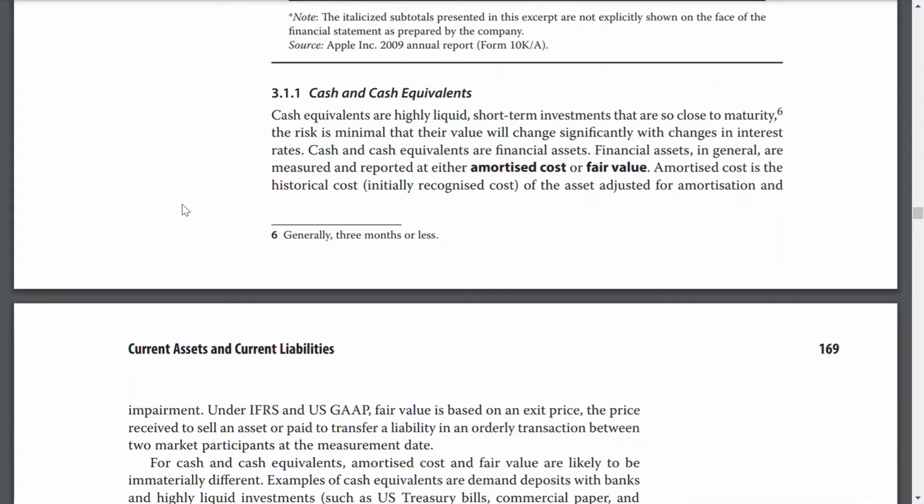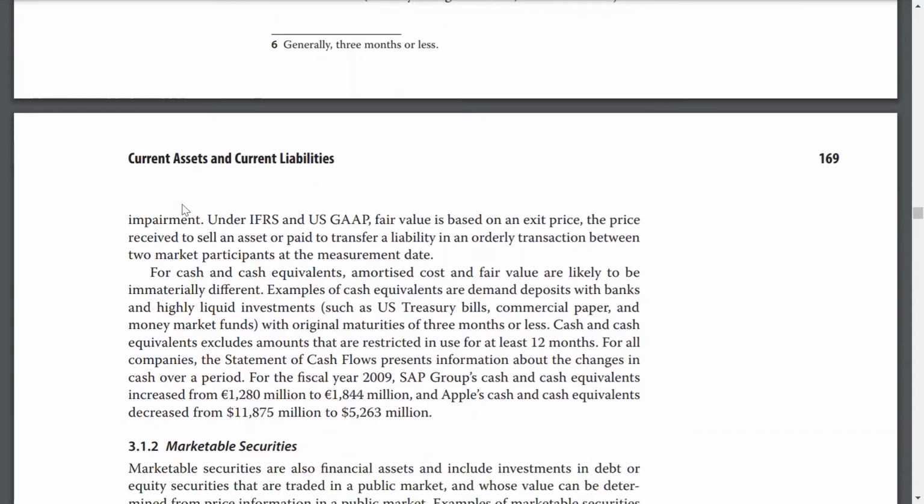Under IFRS or US GAAP, fair value is based on exit price, the price received to sell an asset or paid to transfer a liability in an ordinary transaction between two market participants at the measurement date. For cash and cash equivalents, amortized cost and fair value are likely to be immaterially different. Examples of cash equivalents are demand deposits with banks and highly liquid investments such as U.S. Treasury bills, commercial paper, and money market funds.